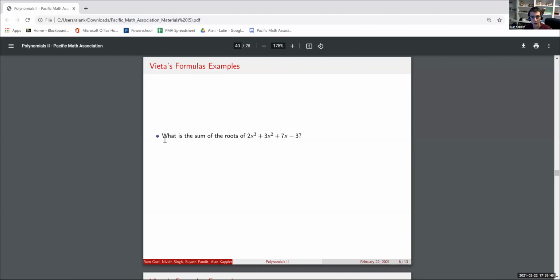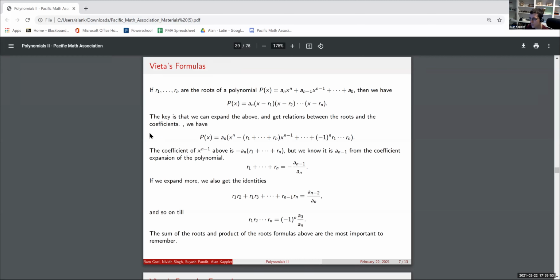Right, so could I just mention one thing, Alan? Yeah, sure. Could you go back to the previous slide? Yeah. So one way I remember these formulas personally, for the sum and the product.